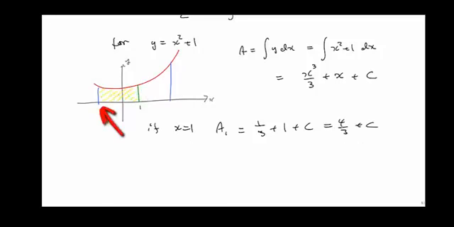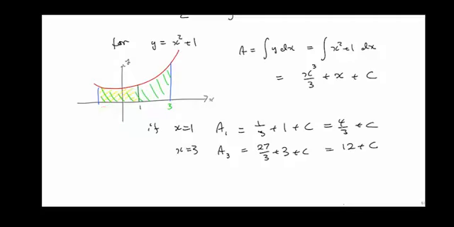And if we substitute x equals 3, we have the area at 3, which equals 3 cubed, 27 over 3, plus 3 plus c, which is 9 plus 3, which is 12 plus c. And this can represent the area from the arbitrary point here to the point where x equals 3.